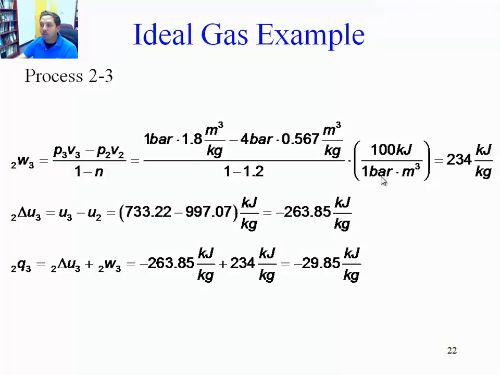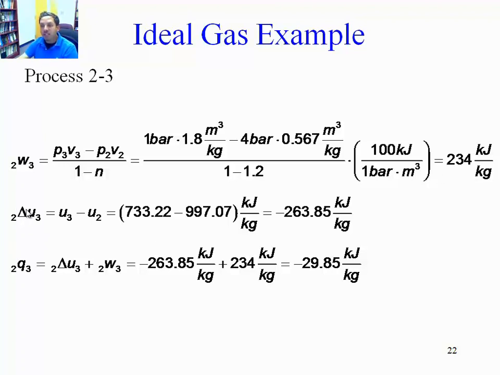It's the same logic. 1 bar is equal to 100 kilopascals. Those are 2 units of pressure, and a kilopascal is equal to a kilojoule divided by a meter cubed. And this leads to 234 kilojoules per kilogram. That's the amount of work generated in the process from 2 to 3. Notice that it's a positive amount of work because it's an expansion process.